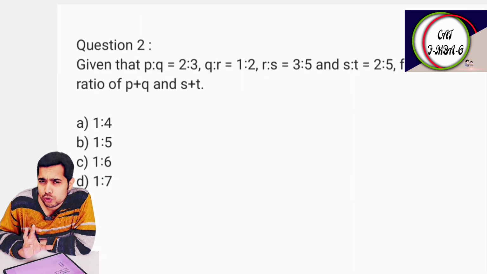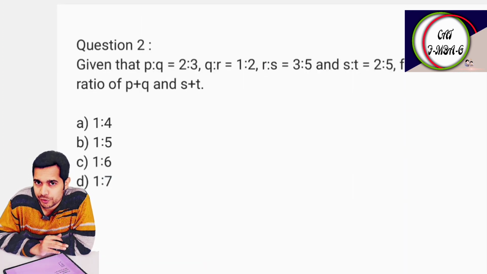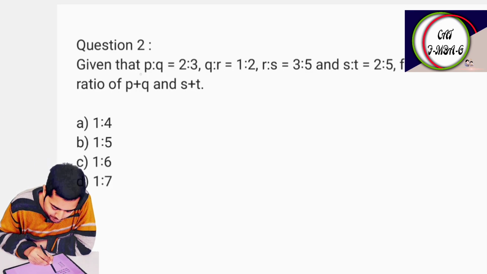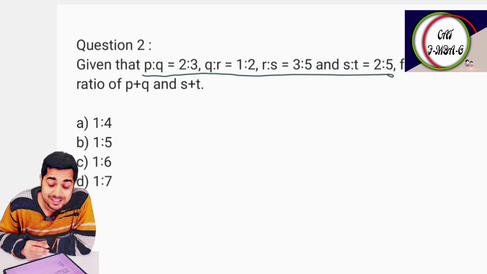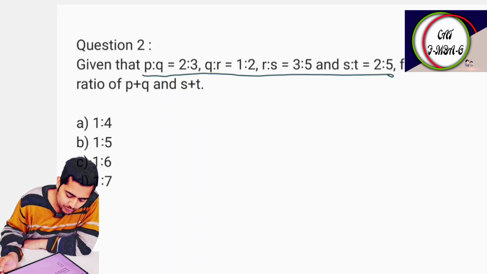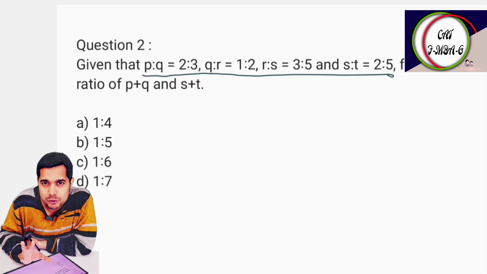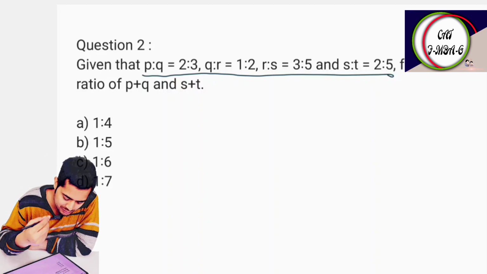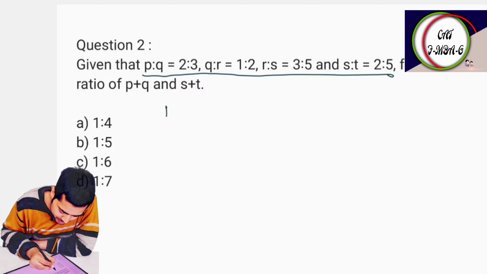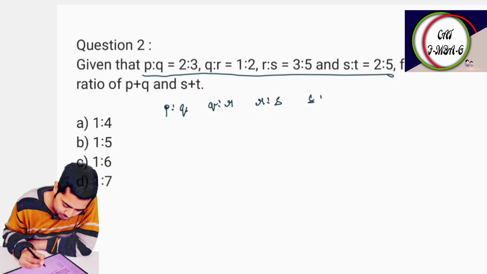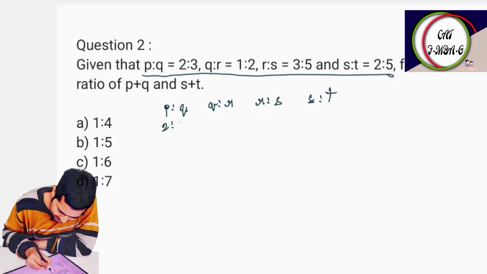In this question, I'm also going to clear a lot more concepts for you. This type of question frequently comes in CAT and in other exams also. If this concept is clear, a lot of proportions will be clear to you. So first let's go to the question. P is to Q is given, then Q is to R is given, R is to S is given, S is to T is given, 2 is to 3. Let me write down the values.